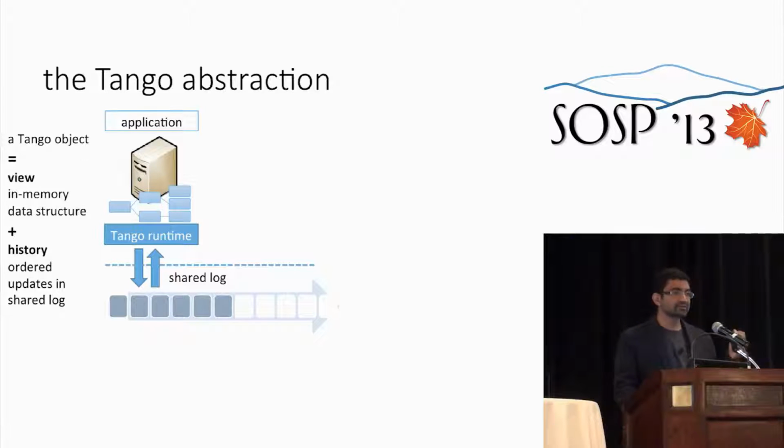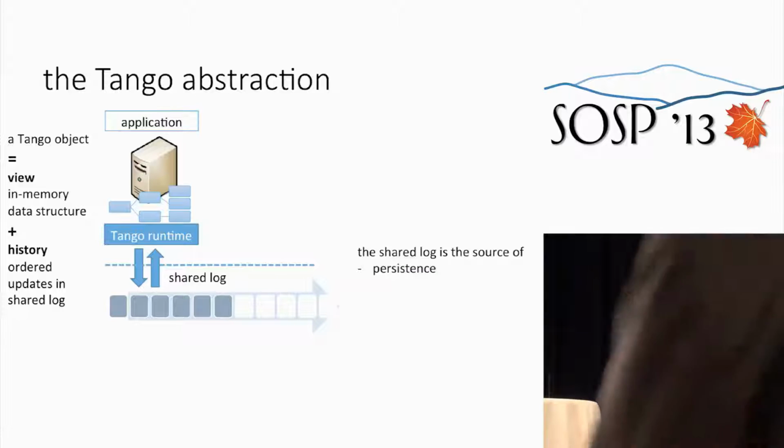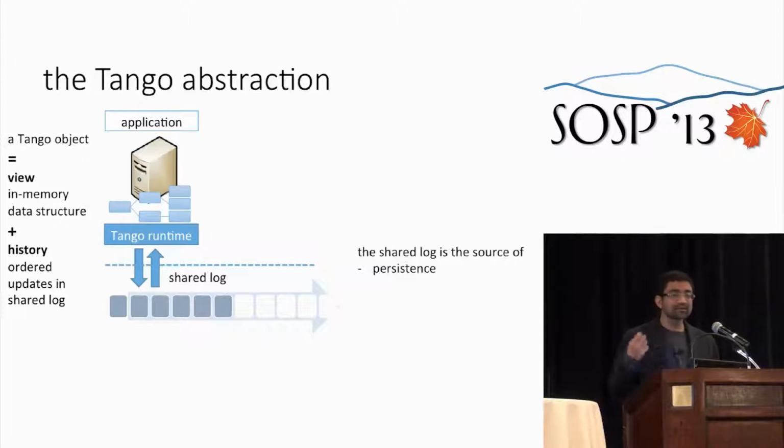The central thesis of this talk is that this simple design gives you a number of properties that are very difficult to achieve in a traditional distributed system. The first of these properties is persistence. Obviously, this design gives you persistence. If the client goes down, it can come back up and reconstruct its local view using the history in the shared log. So in a sense, the view is soft state, and the shared log contains the real state of the object.